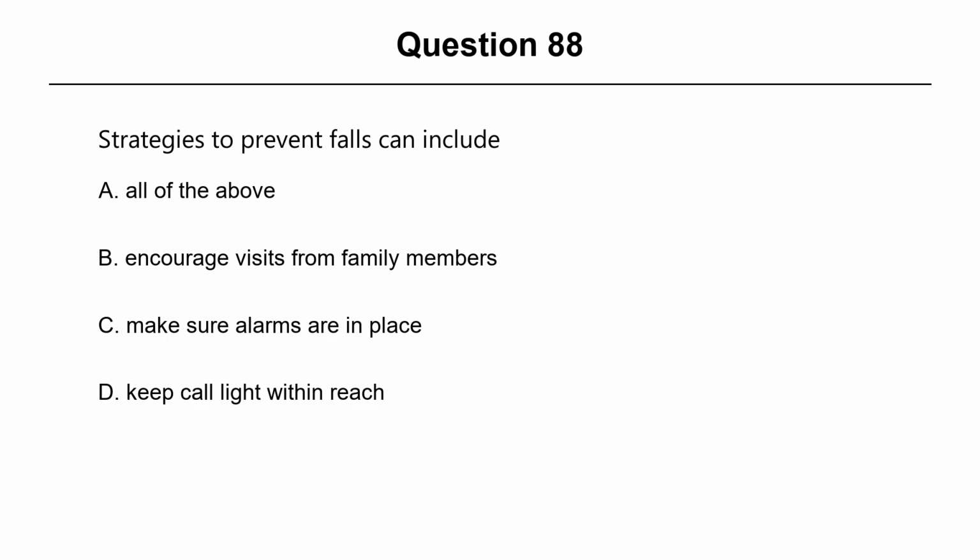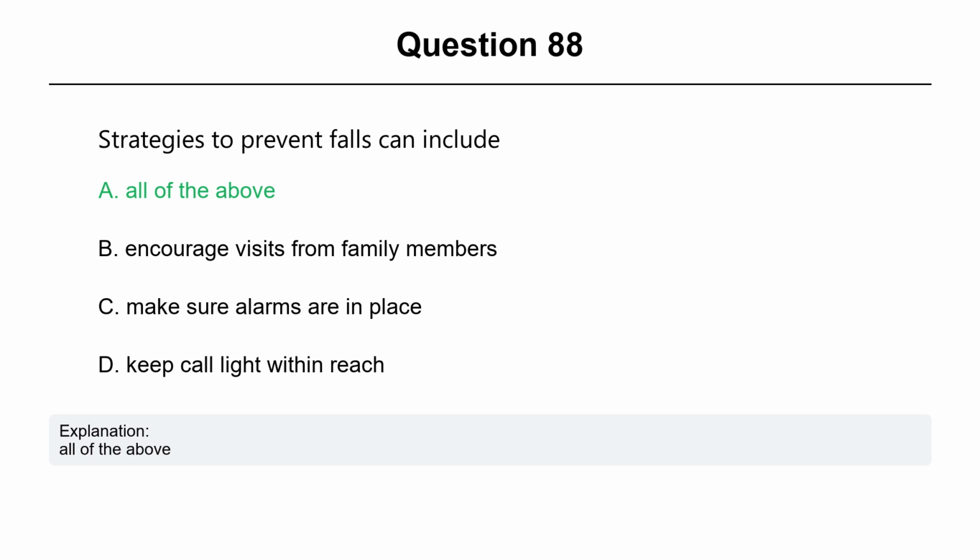Strategies to prevent falls can include: Option A, all of the above. Option B, encourage visits from family members. Option C, make sure alarms are in place. Option D, keep call light within reach. The correct answer is option A, all of the above. Question 89.